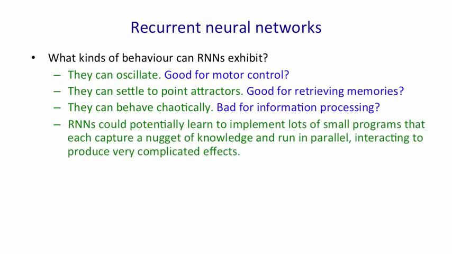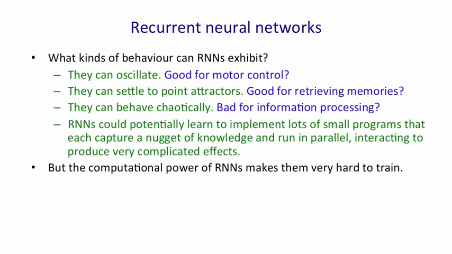One nice thing about RNNs, which a long time ago I thought was going to make them very powerful, is that an RNN could learn to implement lots of little programs using different subsets of its hidden state. And each of these little programs could capture a nugget of knowledge. And all of these things could run in parallel and interact with each other in complicated ways. Unfortunately, the computational power of recurrent neural networks makes them very hard to train.